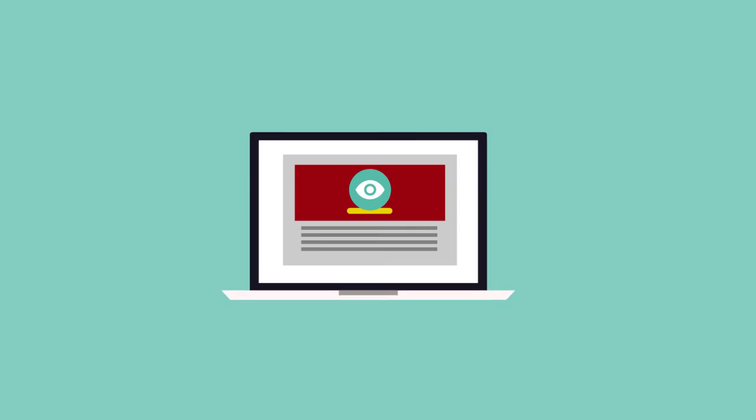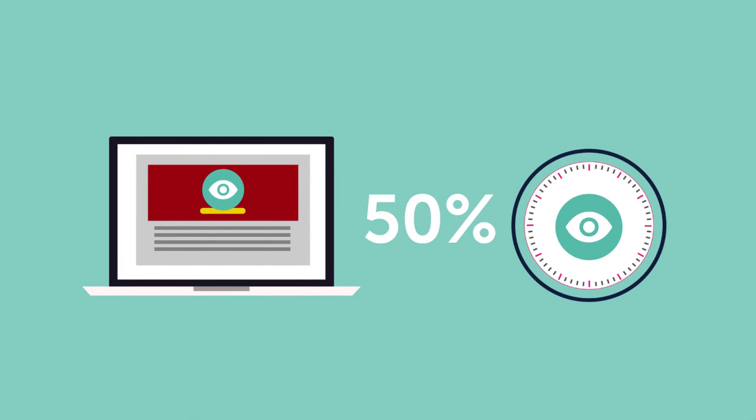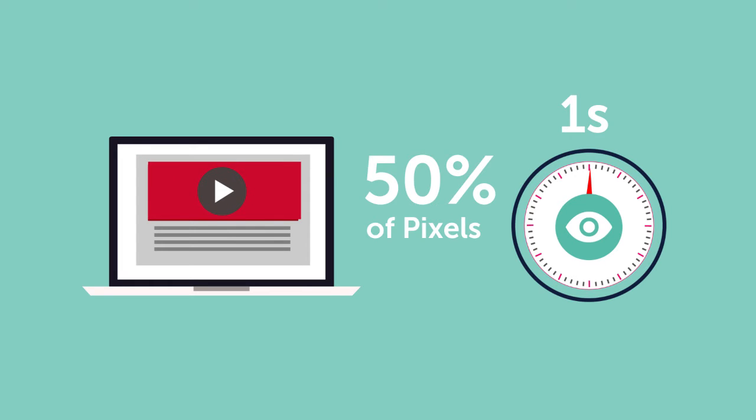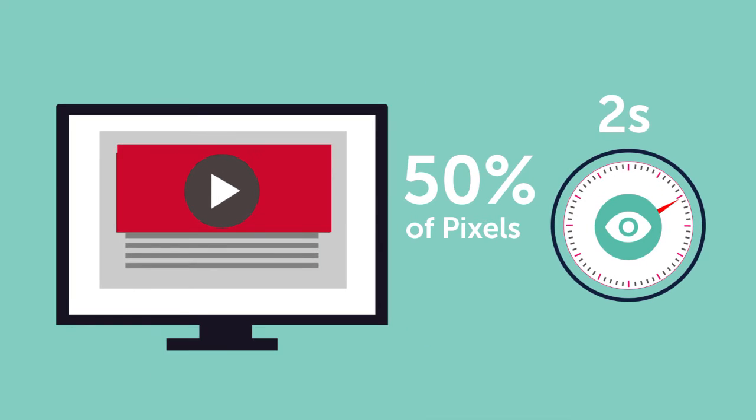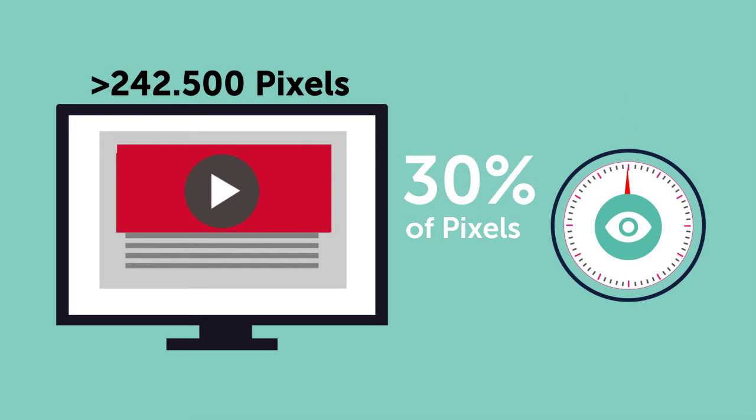Under their lead, for an ad to be considered viewable, desktop display ads must have 50% of the ad in view for at least 1 second. Desktop video ads must have 50% of pixels in view for at least 2 seconds. Larger desktop ad units with sizes of 242 by 500 pixels and larger must have 30% of pixels in view for at least 1 second to be viewable.